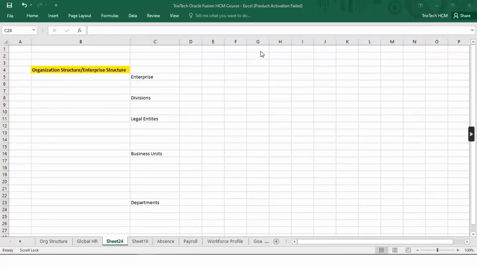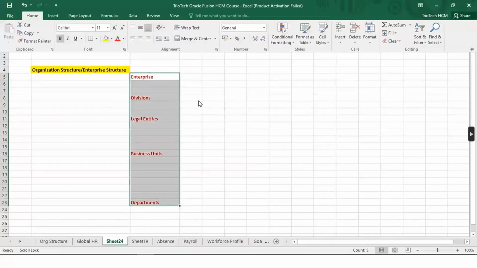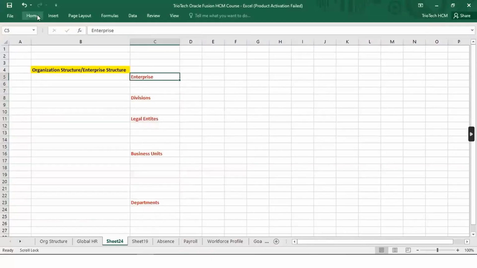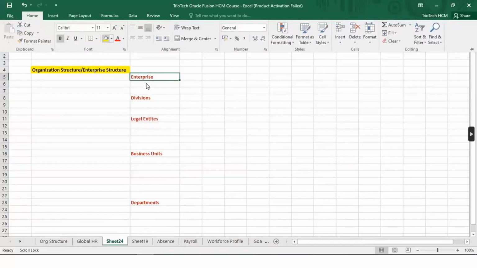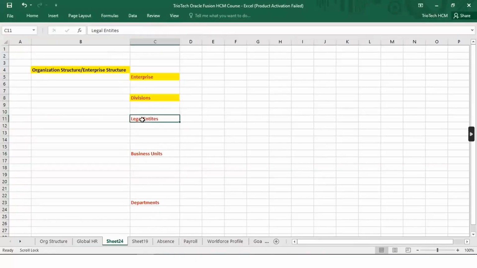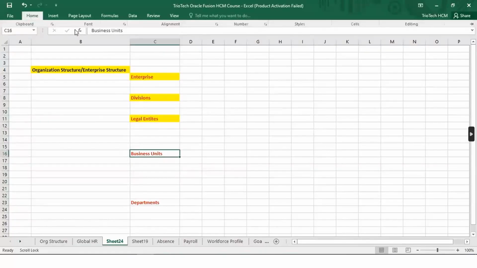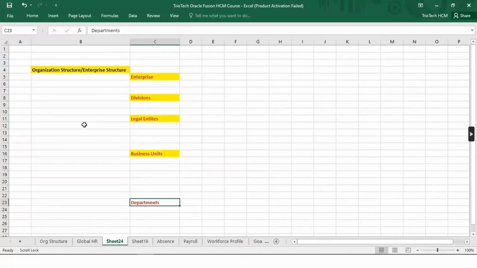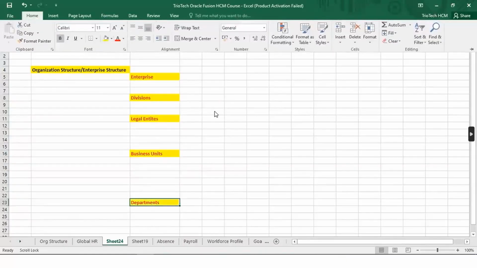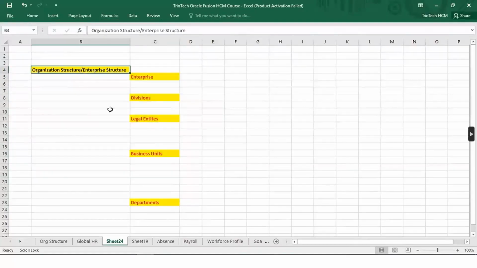Okay, so these are the organizations that we have in the Fusion application team. Okay, we have enterprise at the top, then we have divisions, then we have legal entities. Okay, then we have business units, and then we have something called departments in the system. So this is the org structure, or the enterprise structure, that we have in the Fusion application team.